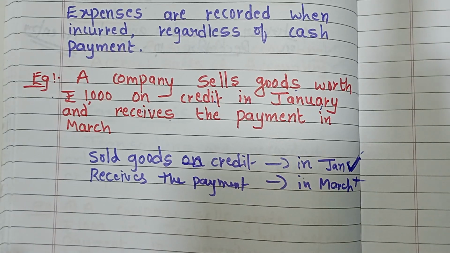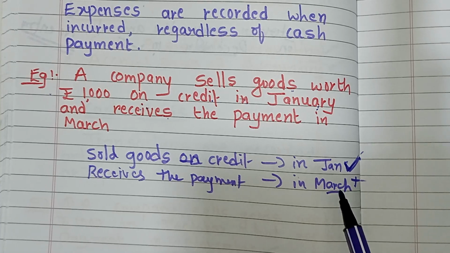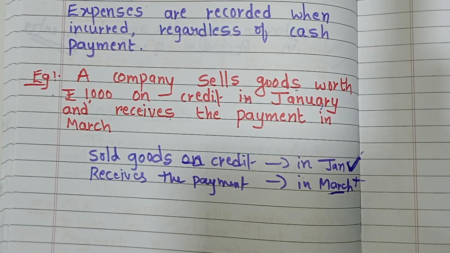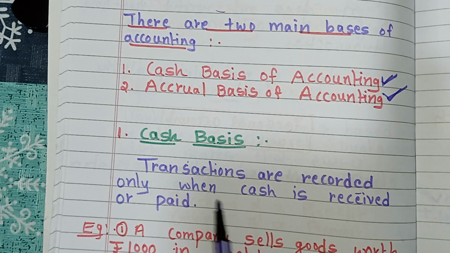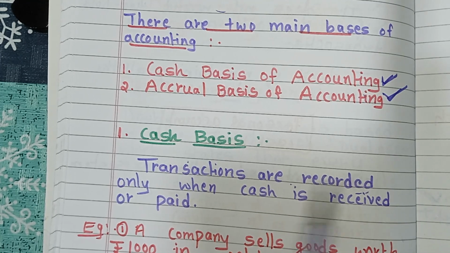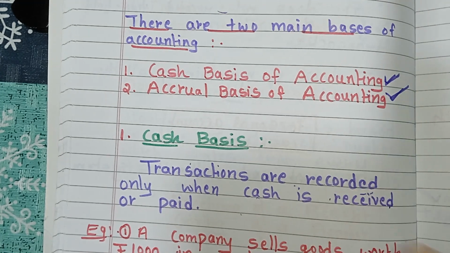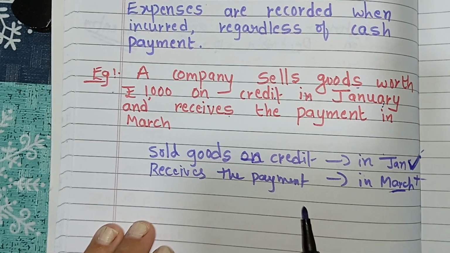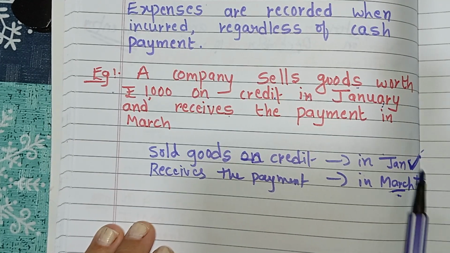See, we will take the same example for cash basis of accounting. According to the cash basis of accounting, we need to record the transaction in March, not in January. Why? According to cash basis of accounting, the transactions are recorded only when cash is received or paid. As per the cash basis of accounting here, we need to record the revenue in March, not in January.